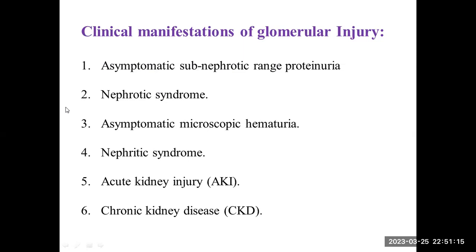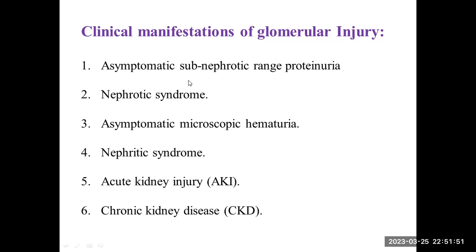Next, let's suppose there is a more severe degree of injury. Or let's suppose the previous patient, who had asymptomatic subnephrotic range proteinuria, has a disease that became a little more advanced. There is more injury to the glomerulus. Then this patient will convert from the first clinical manifestation to the second. The proteinuria will become nephrotic range proteinuria, more than 3 grams per day. So the patient will have the complete clinical picture of nephrotic syndrome.